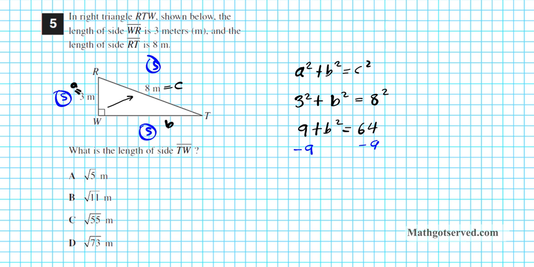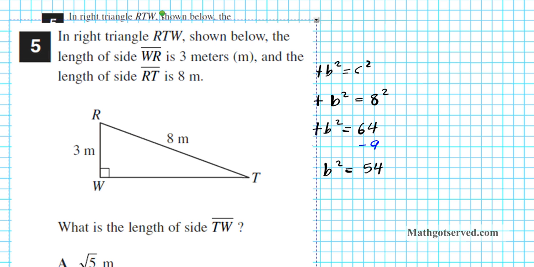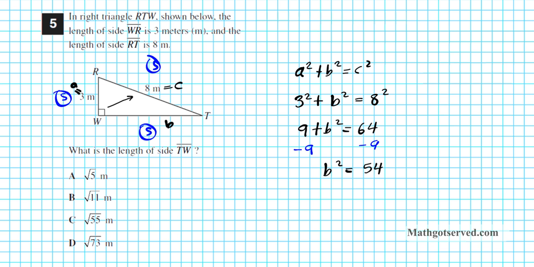Subtract 9, subtract 9. We have b squared is equal to 54. I'm sorry, 55. All right, sorry about that. So b squared is equal to 55. And then to finish this off, we'll take the square root of both sides, the square root of b squared, the square root of 55, and then we have b equals the square root of 55, and our answer is option letter C. Okay? So that's that.